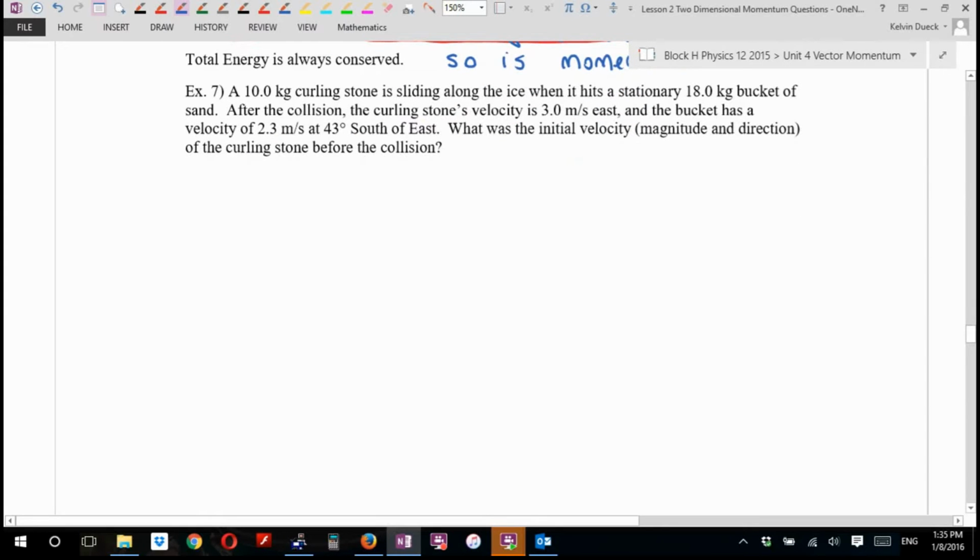Curling. A curling stone is sliding across the ice when it hits a stationary, I'd probably underline the word stationary, 18-kilogram bucket of sand. After the collision, the curling stone's velocity is 3 meters per second east, and the bucket has a velocity of 2.3 meters per second at 43 degrees south of east. Hey, are there angles in this question? Okay. What's this question asking me to find?